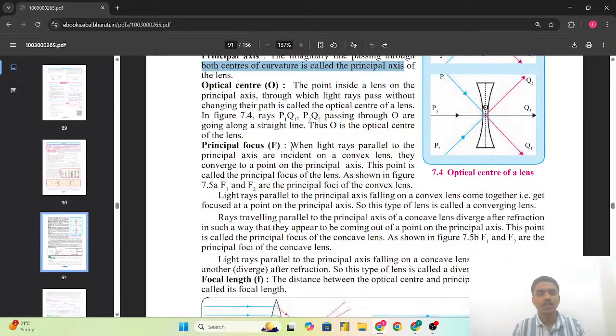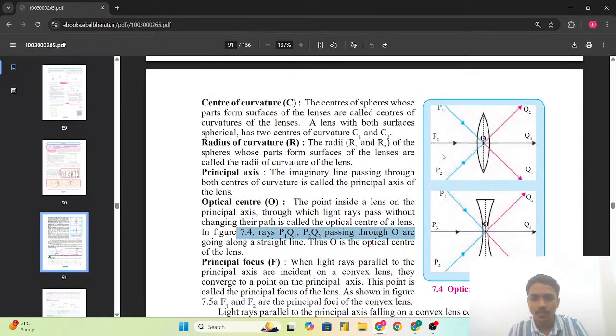Next is optical center. The point inside a lens on the principal axis through which light rays pass without changing their path is called the optical center of the lens. In figure 7.4, rays P1, Q1, P2, Q2 passing through the O are going along a straight line. Thus, O is the optical center of the lens.